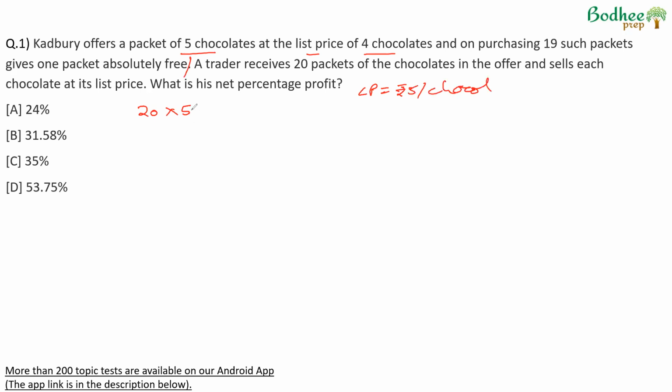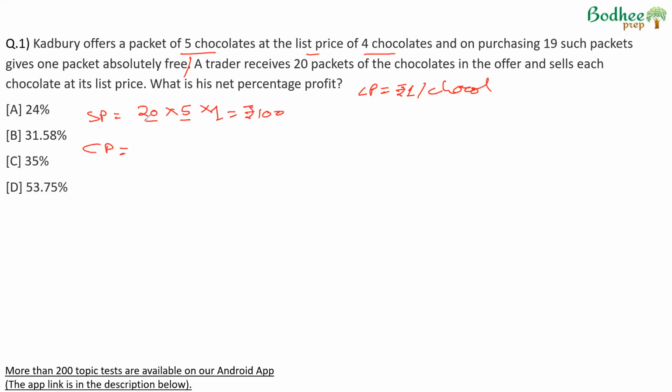Therefore, the selling price for this person will be 20 into 5 into 5, 20 packets, 5 chocolates each. Or rather, just let the list price be 1 rupee per chocolate. Therefore, his total selling price will be 20 into 5, which is 100. What is the cost price?